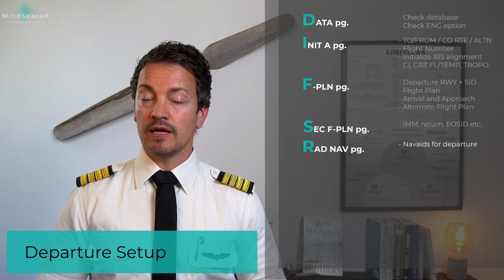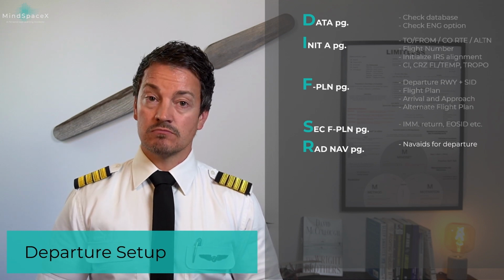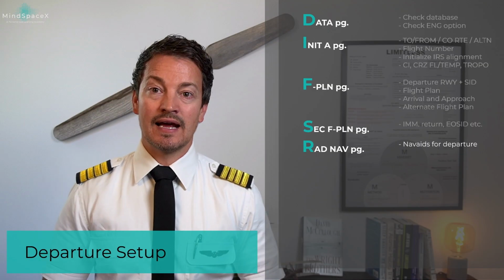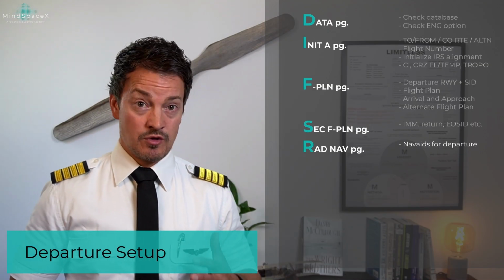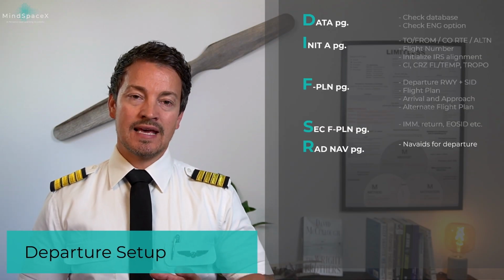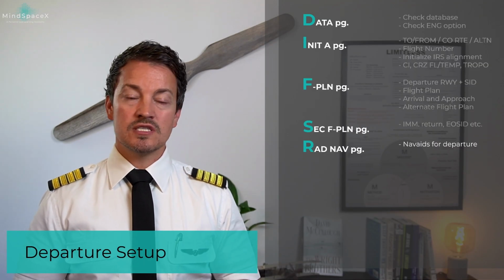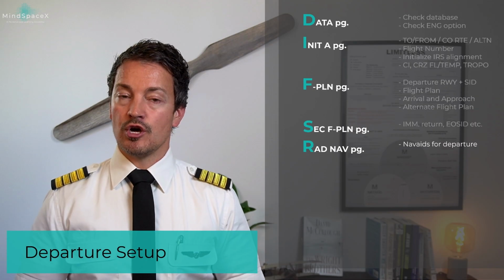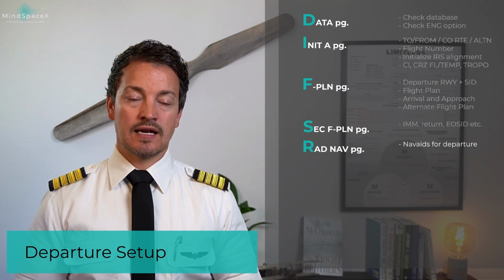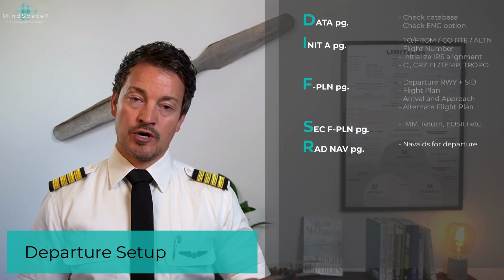From the secondary flight plan, we will then set up the radio nav page. The rad nav page allows us to manually select any nav aids we need for departure, and this is important if they are part of the SID. The auto tuning on this aircraft uses nav aids at its own discretion, but manually tuning overrides that, so it's important we do so if nav aids are required for departure.